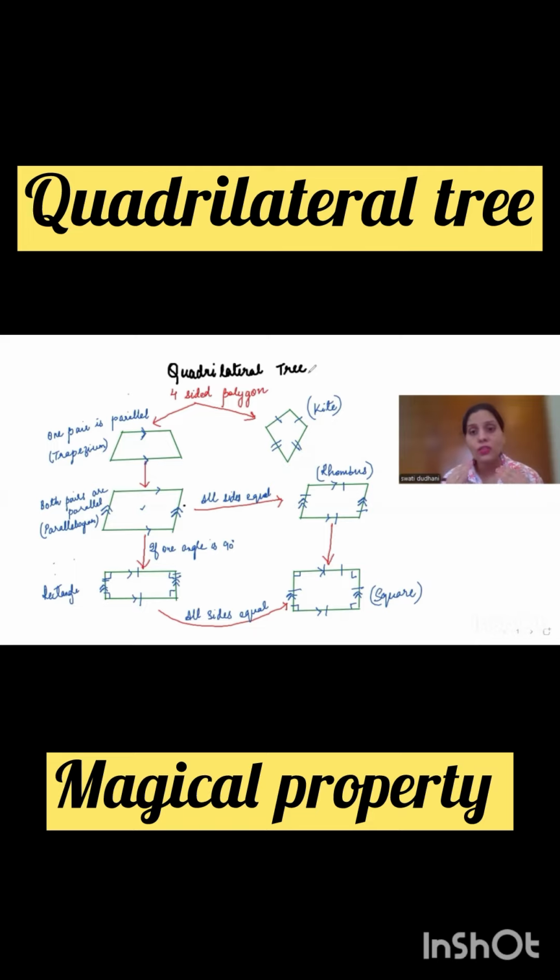So a rhombus is a square when one angle is 90. Right? A rhombus is a square when one angle is 90. Similarly, a rectangle is a square when all the sides are equal. So if you say this, a square is a special quadrilateral, because it inherits all the properties. It is a parallelogram, and it inherits all the properties. Right? So square is the special quadrilateral.